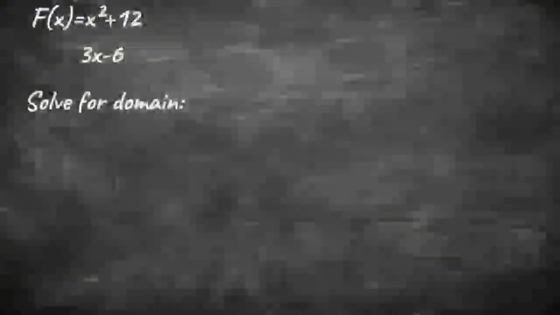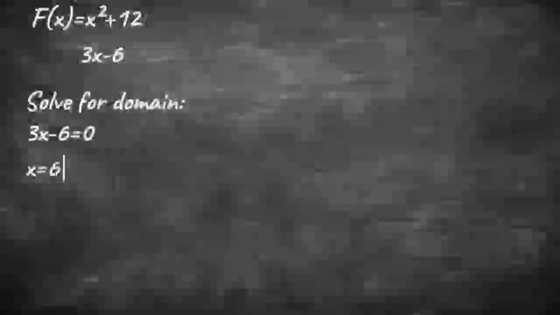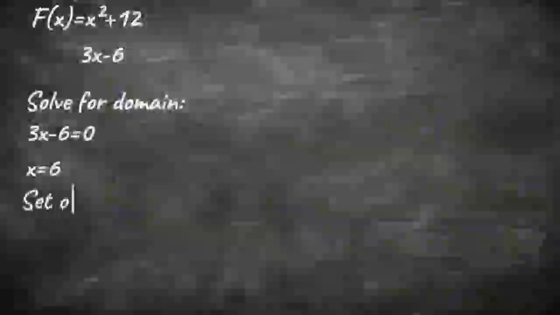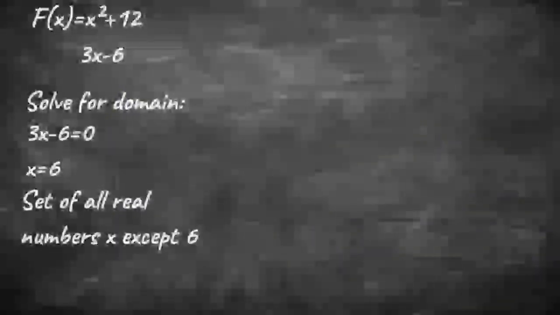So next problem. The given is f of x equals x squared plus 12 over 3x minus 6. First, let's solve for domain. Again, copy the denominator, 3x minus 6. Then transpose negative 6, so that becomes positive 6. So the domain is the set of all real numbers x except 6.